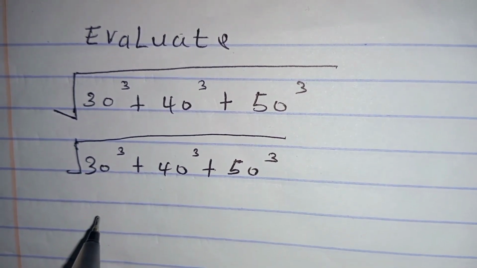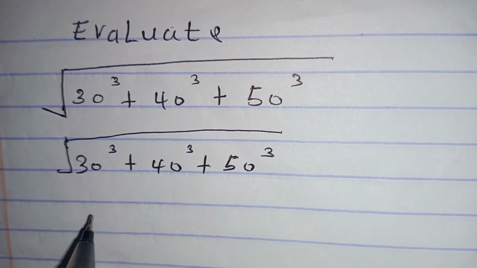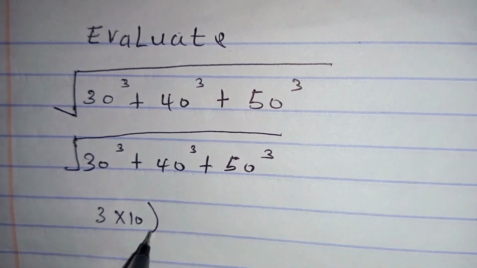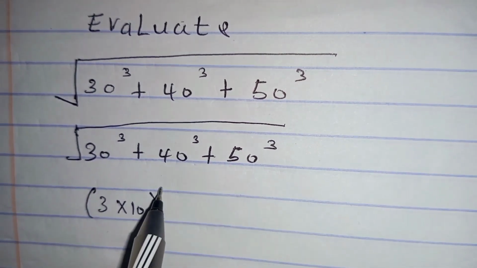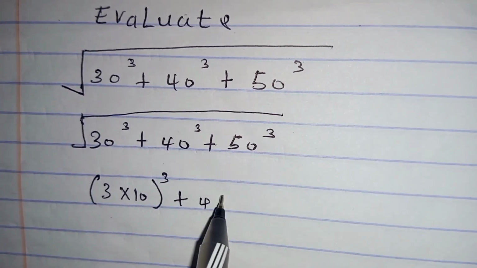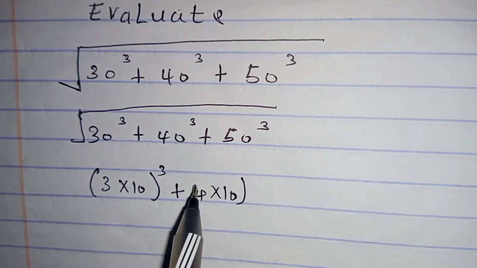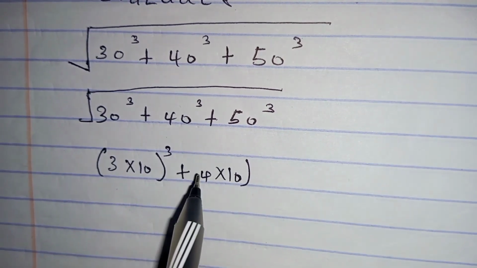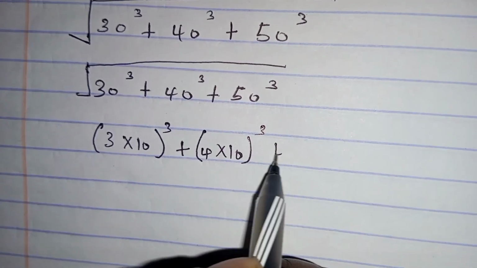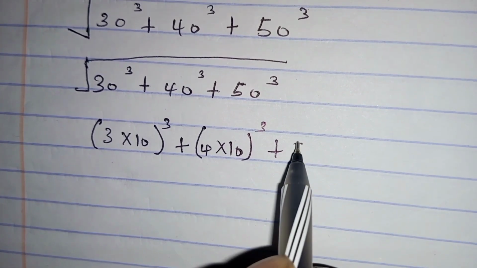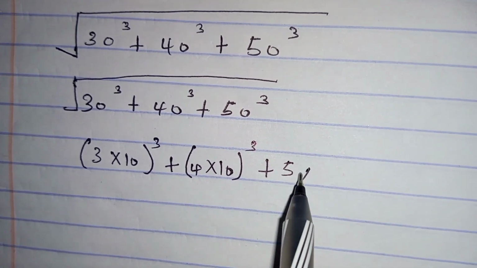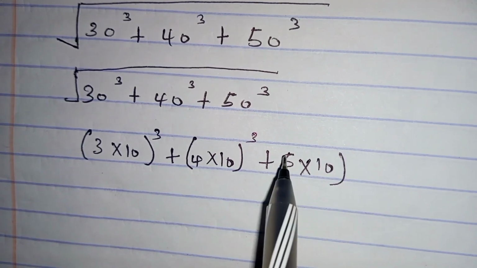We note that 30 can be written as 3 times 10, and now everything is cubed. 40 can be written as 4 times 10, and everything is cubed, plus 50. 50 cubed can be written as 5 times 10, everything cubed.